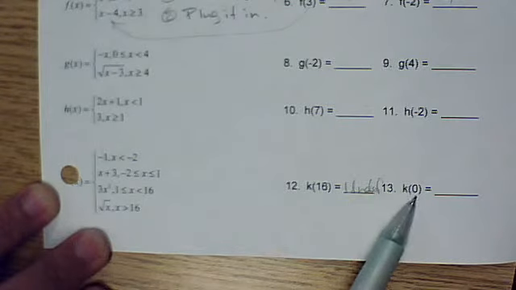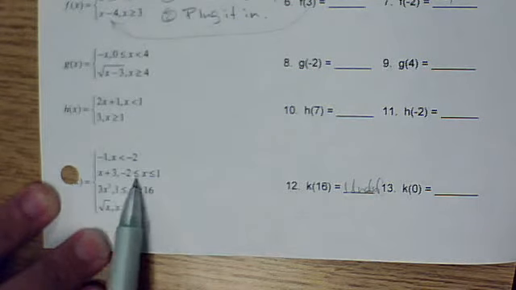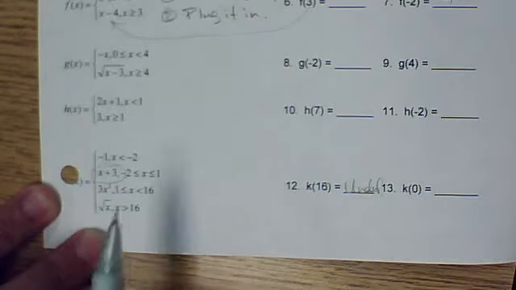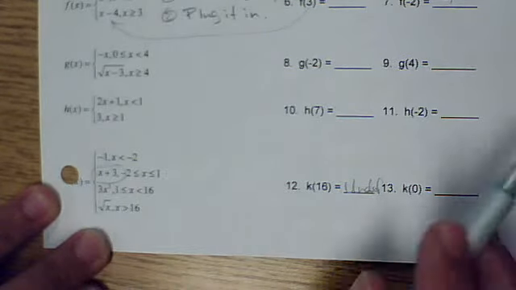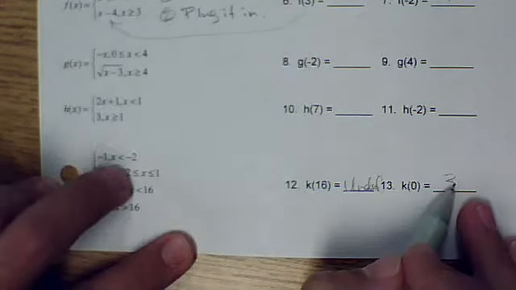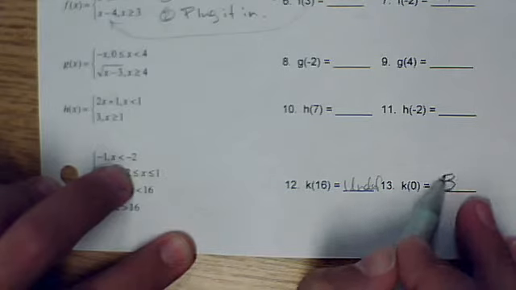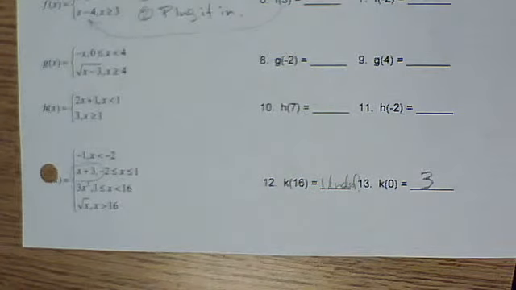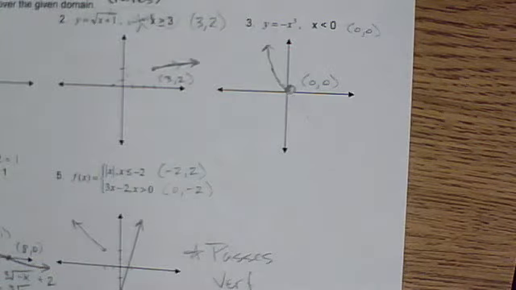On number 13 there, the 0 falls between -2 and 1, so I'm going to use this function. So when I plug a 0 in, I get 3. Okay, a couple more problems that you're going to see would be something like this.